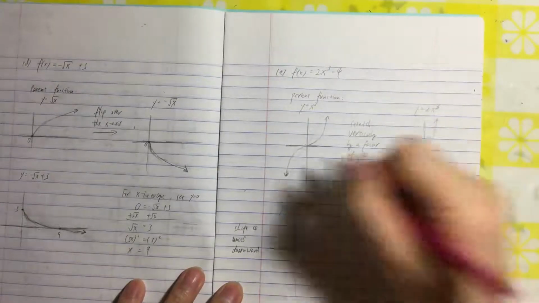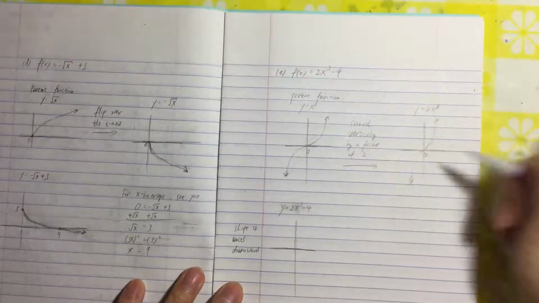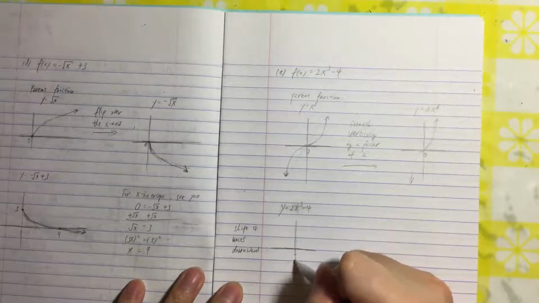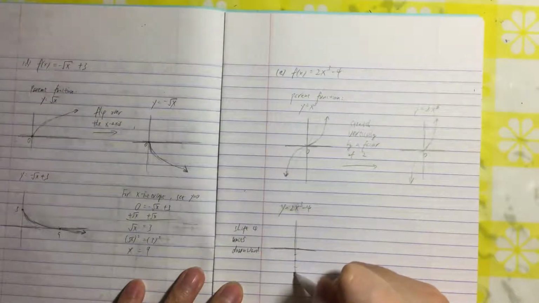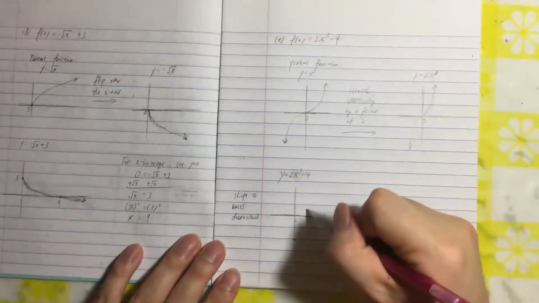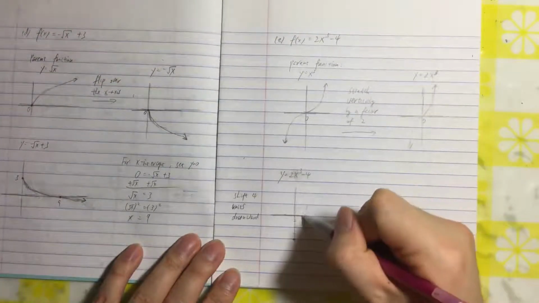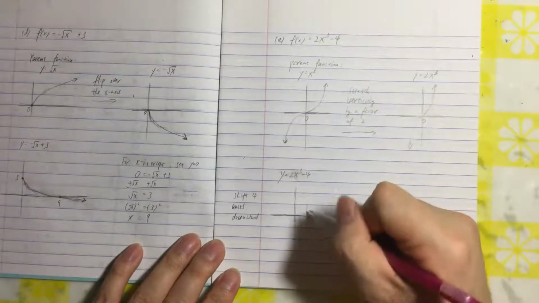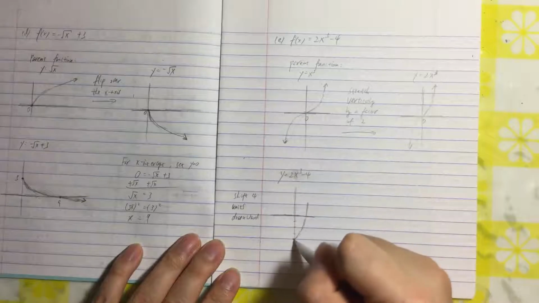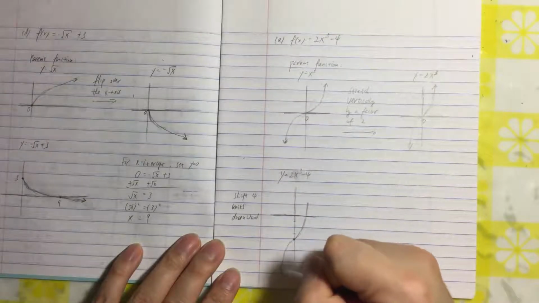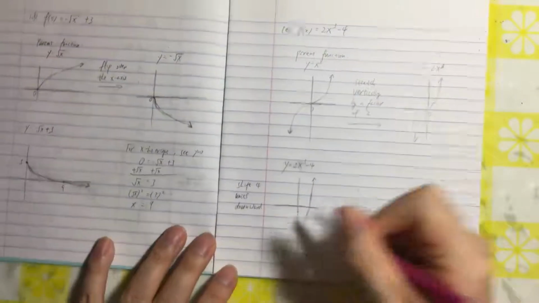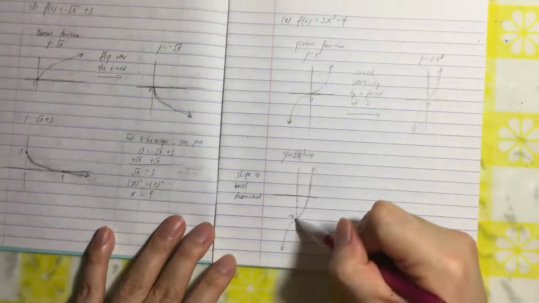This point was 0 originally. When I shift the graph 4 units downward, 0 becomes negative 4. 1, 2, 3, 4. 0 becomes negative 4. The graph stays the same shape. So here we see that the y-intercept is negative 4.